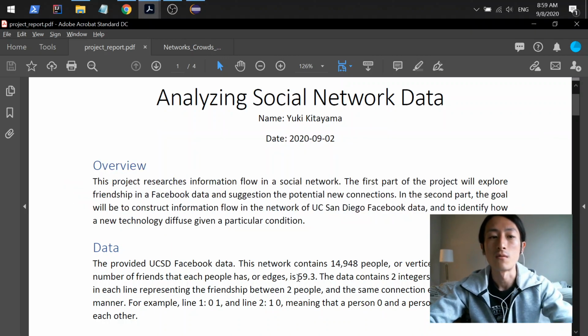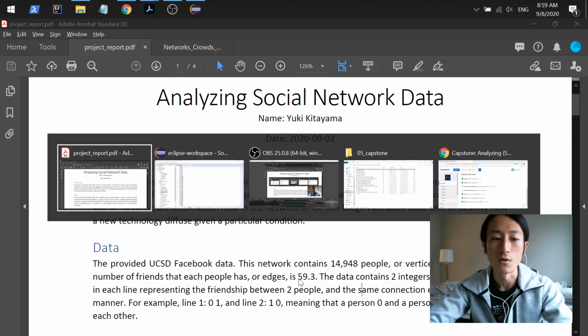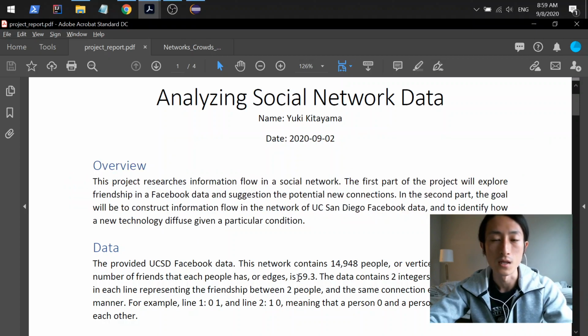So the question I wanted to answer in this project is how the diffusion of technology is going to occur in this network, which is called a cascade. Cascade is diffusing information. So we can touch on the concepts.